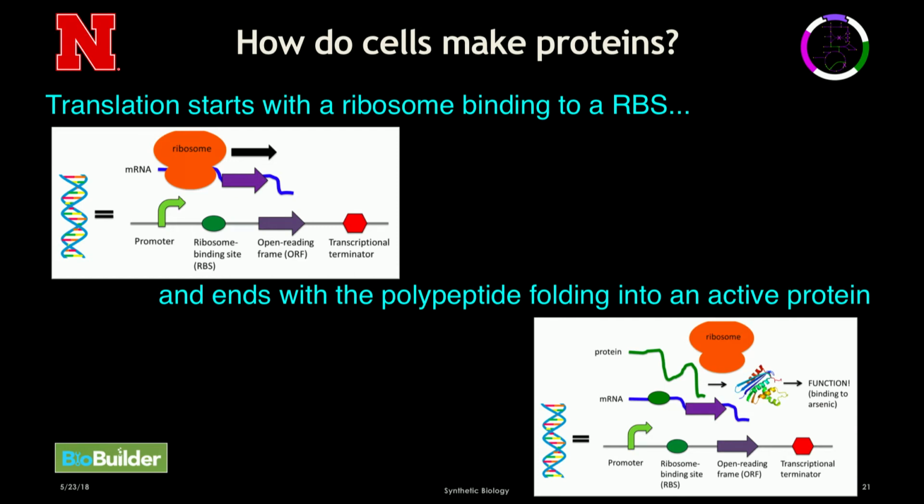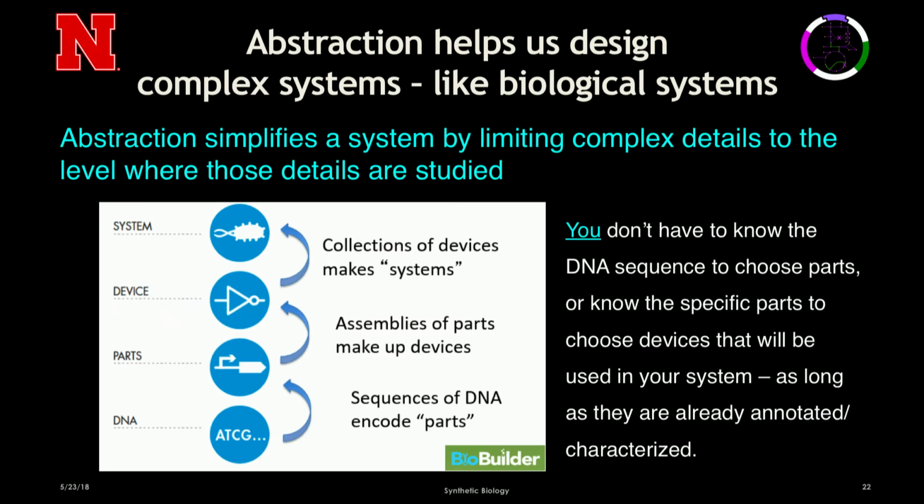Translation starts with a ribosome binding site and ends with polypeptide folding. This is how the cell makes protein, and again this is a very crude and simple definition of the translational process. Coming back to the system, device, parts concept that we use in control, there are electrical engineers here, so we always use these kinds of symbols. This is how you define a system, a device, parts, and DNA, and these are the symbols you will see on the iGEM bioparts website as well.